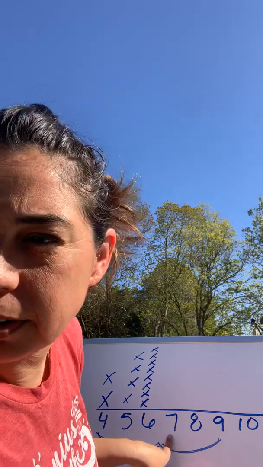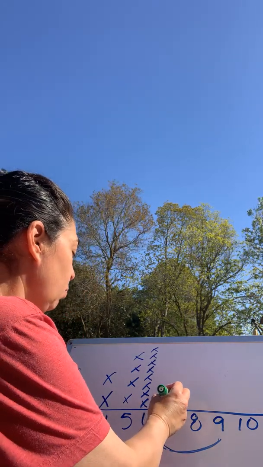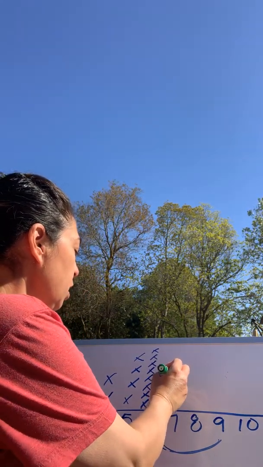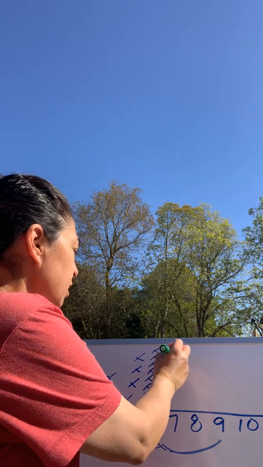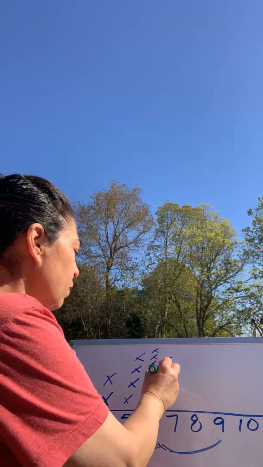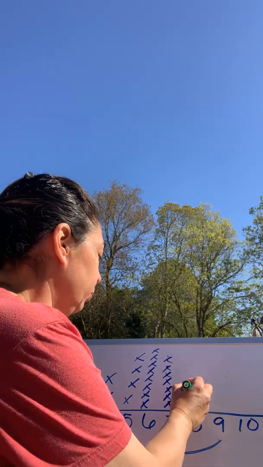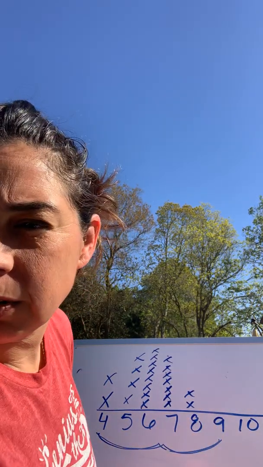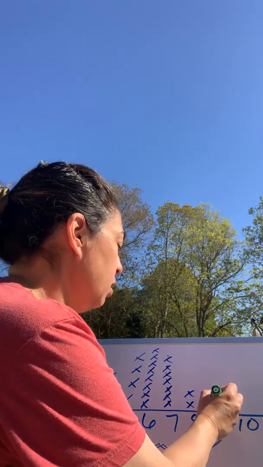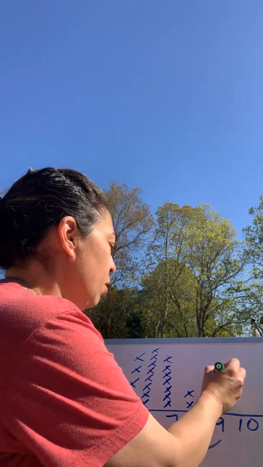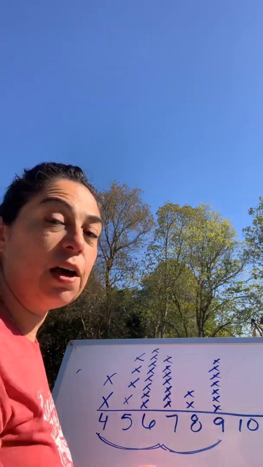So for 7, we had 7. 1, 2, 3, 4, 5, 6, 7. For 8, we had 2. And then for 9, we had 7. 1, 2, 3, 4, 5, 6, 7.